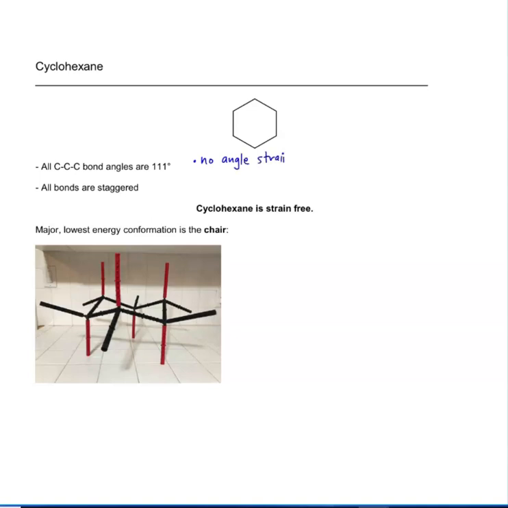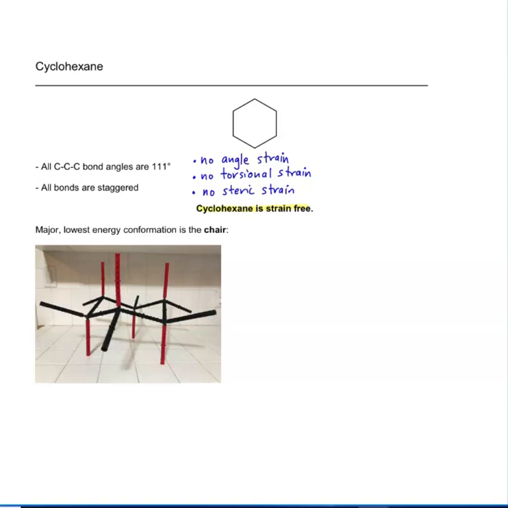So no angle strain. All the bonds are staggered in cyclohexane. That means we have no torsional strain. And finally, the hydrogens are too small to get too close to each other, just like we saw in molecules like ethane. And so there's no steric strain present in cyclohexane either. So no angle strain, no torsional strain, and no appreciable steric strain, which leads us to conclude that cyclohexane itself is strain-free.